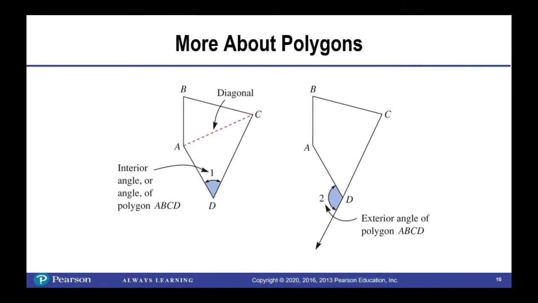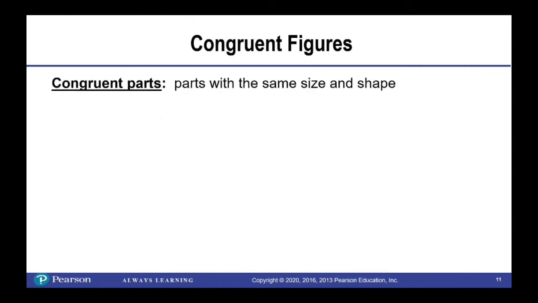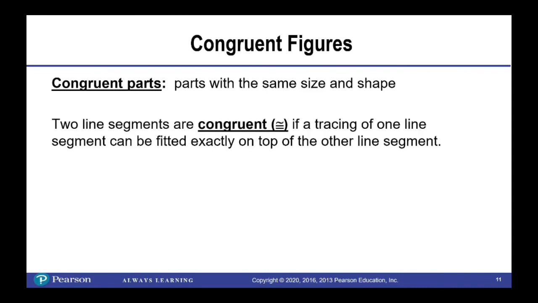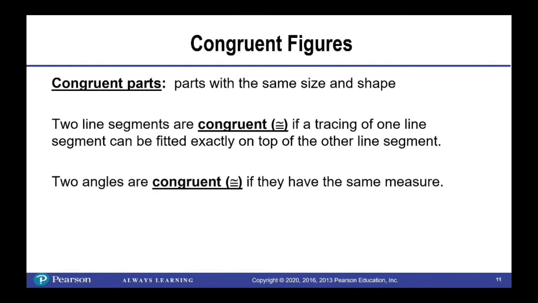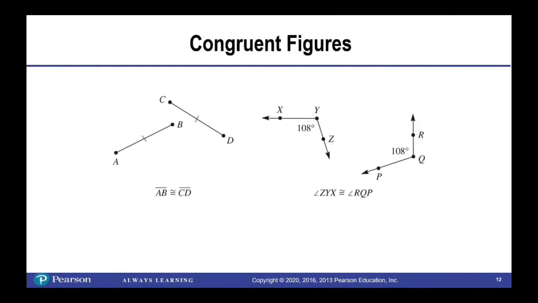Now, congruent parts are parts that have the same size and the same shape. So 2 line segments that are congruent have the same length, and 2 angles that are congruent have the same measure. Notice our symbol for congruent is an equal sign with a squiggly line over it. Line segment AB is congruent to line segment CD, and I know that they have the same length because of that hash mark on each of the line segments. You'll also see 2 congruent angles.